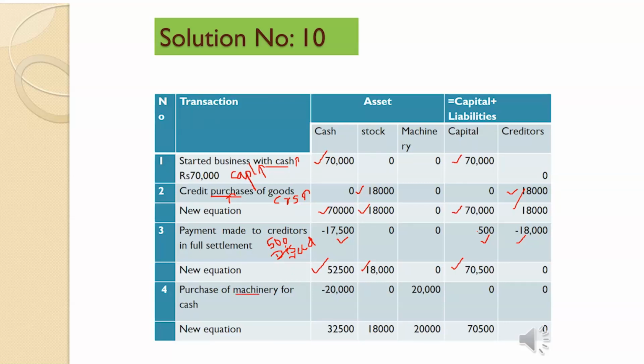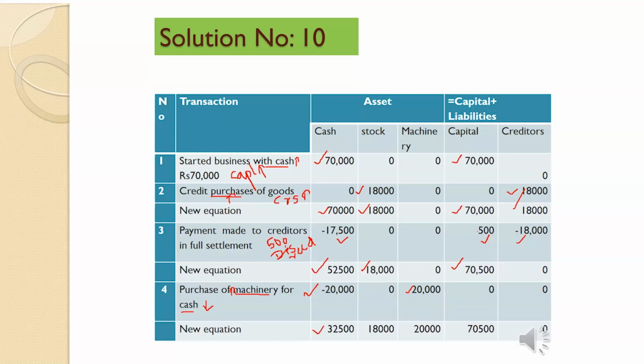Then purchase of machinery for cash. Here the accounts are the machinery account and the cash account. Cash decreases, and the machinery asset value increases. So here cash decreases, so minus 20,000. Machinery value increases, plus 20,000.